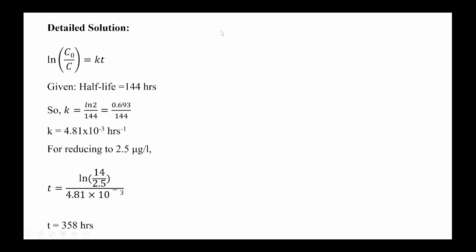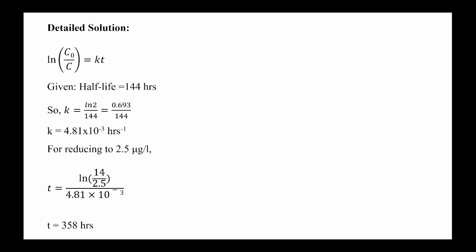So basically, half life is given. I told you first you calculate the rate constant. So ln of C0 by C is equal to kt. This is the first order reaction rate equation. So you have half life given. That means C0 by C is equal to 2. This we have seen in the second question, which was about radioactive decay. So ln2, 0.693, divided by the half life, that is 144 hours, gives you the rate constant.